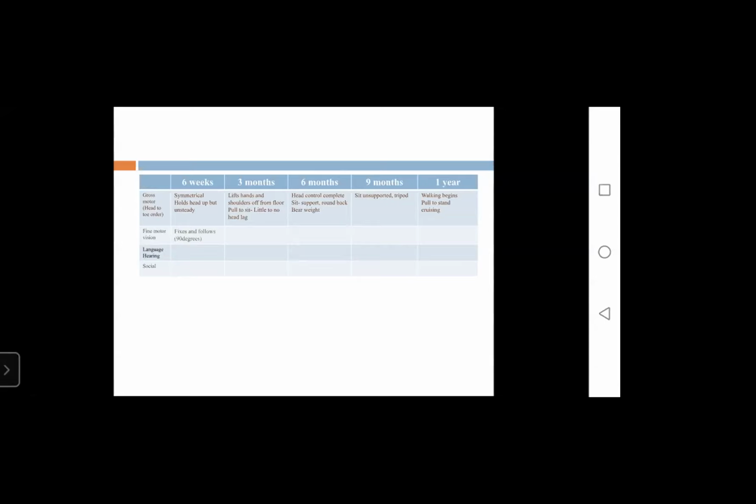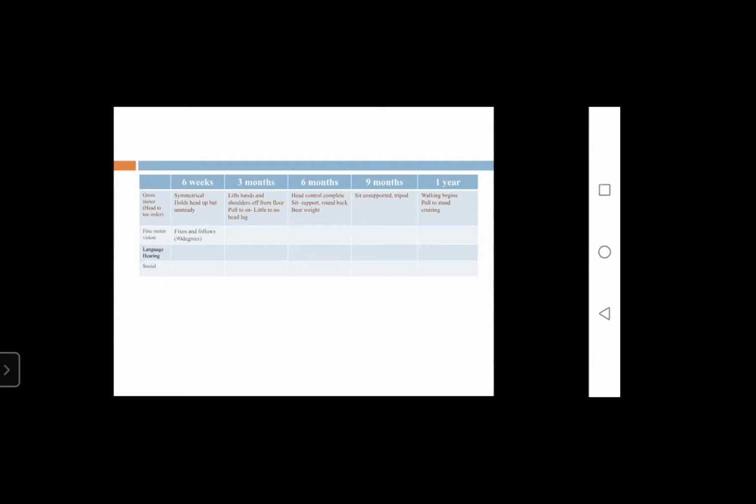Now with fine motor and vision. Fine motor and vision go together because we need to be able to see something before we can grab at something. So at 6 weeks, they'll start to fix and follow. So usually they respond to faces. That's part of social also.